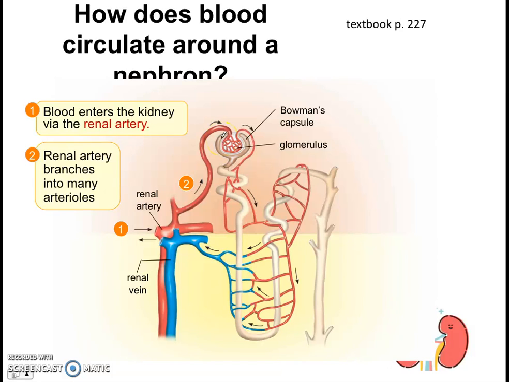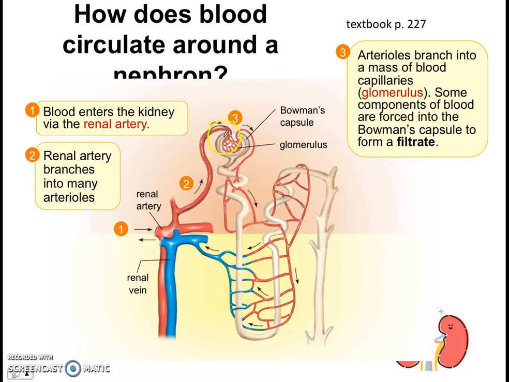And it is here in the Bowman's capsule where the arteriole branches into a mass of blood capillaries, which is what we have already seen is called the glomerulus. So here's the point where the blood starts to interact with the kidney tubule. It is inside the Bowman's capsule where the arterioles branch into this mass of blood capillaries.